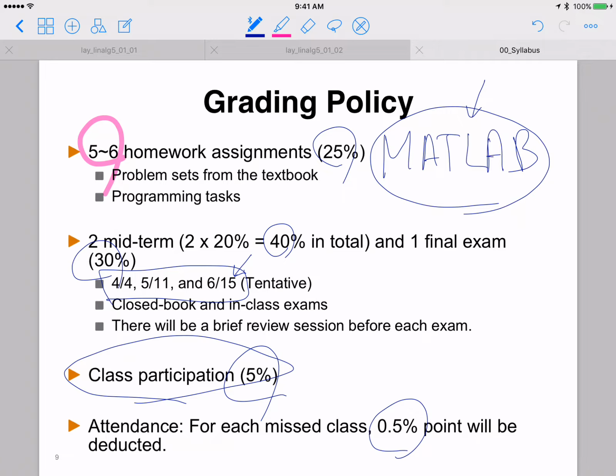Okay. So if you missed maybe 10 classes, even though you did perfectly on every exam and every homework, in that case your highest possible score will be 95, right? Because you will be deducted like this point, right?